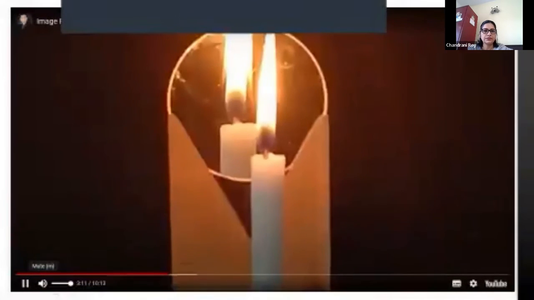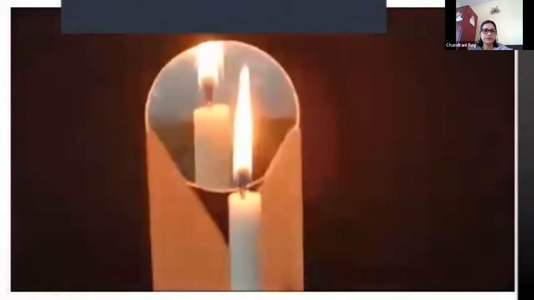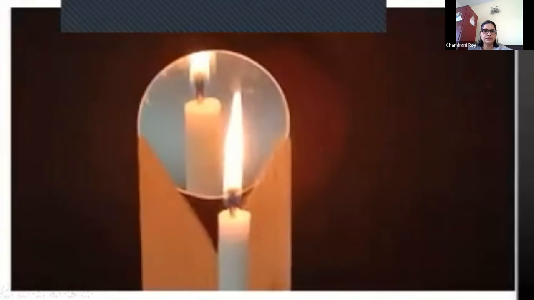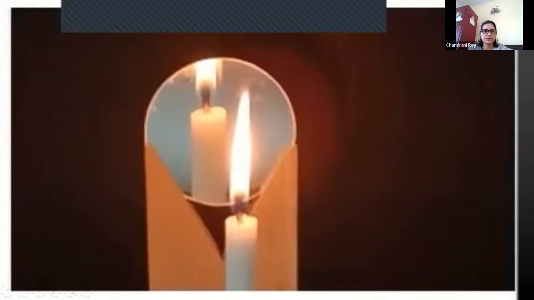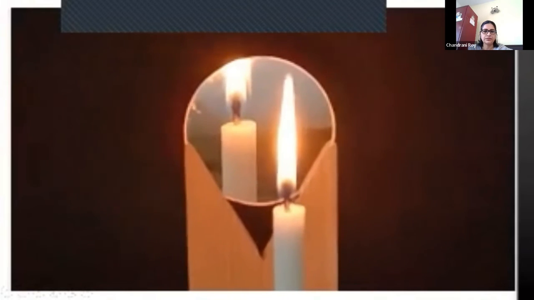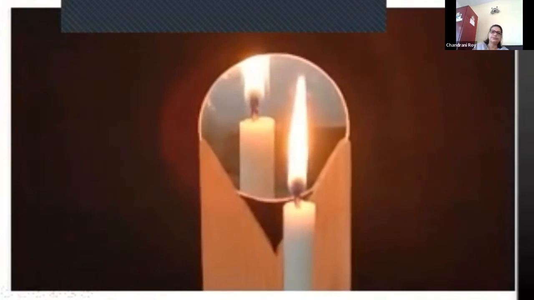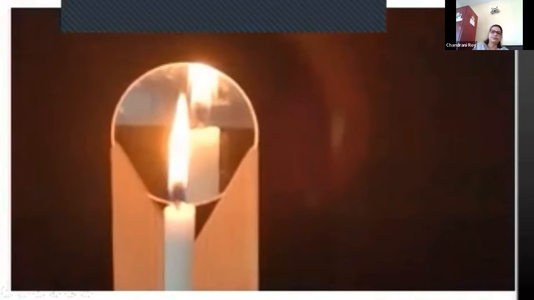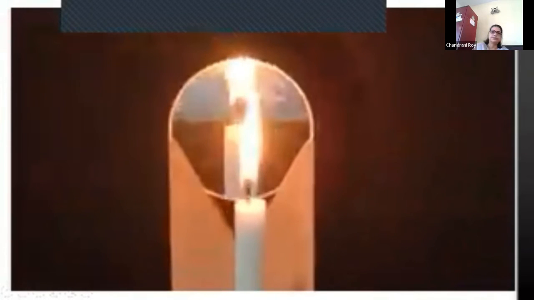Now here guys, on taking a closer look, you can see the image is behind the mirror and the image is actually bigger than the object. You can see the size of the candle being enlarged over there when the object is very close to the mirror. This is a concave mirror.